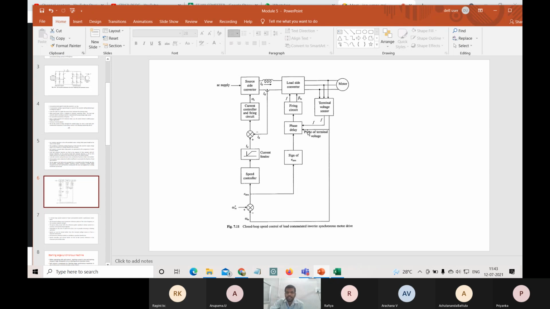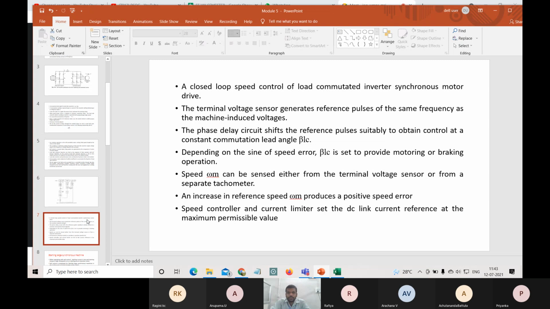The frequency signal obtained from the terminal voltage sensor and the one obtained directly from the terminal voltage are compared in the phase delay circuit. In the phase delay circuit, the reference pulses are shifted suitably. The reference signal from the terminal voltage sensor and the reference from the terminal voltage are maintained through a lead angle beta LC. Beta LC is our commutation lead angle.